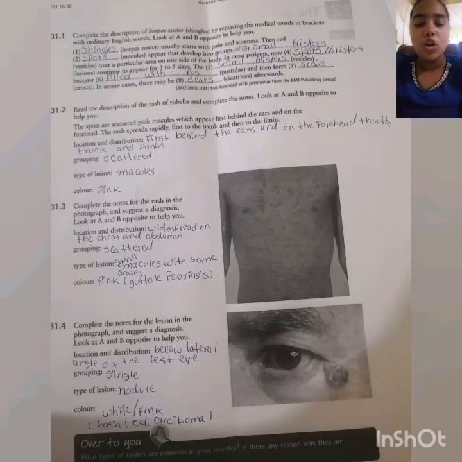31.1. Complete the description of herpes zoster, singles, by replacing the medical word in the brackets with an ordinary English word. Look at A and B opposite to help you. 1. Shingles usually starts with pain and the skin then turns red. 2. Spots, maculae, appear in groups of small blisters over a particular area on one side of the body.